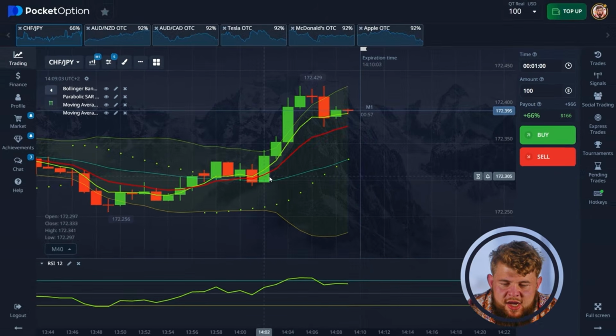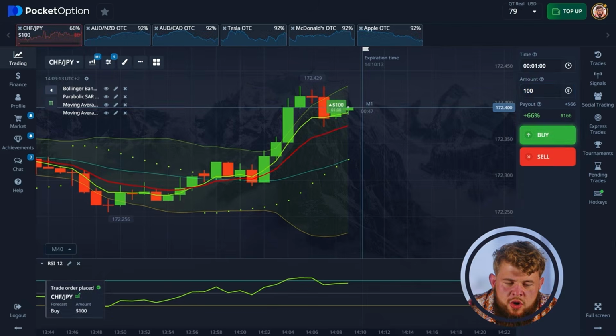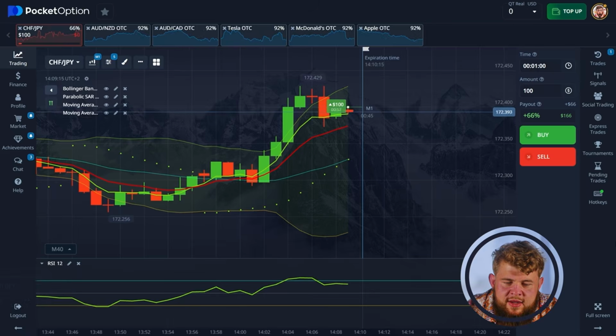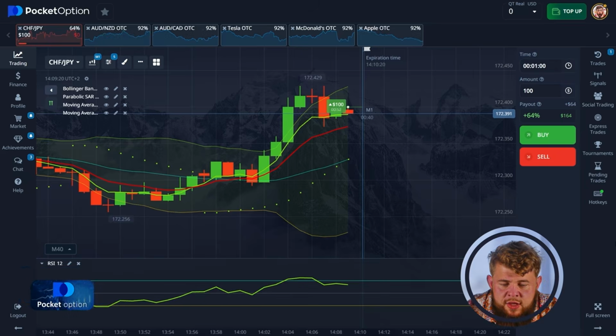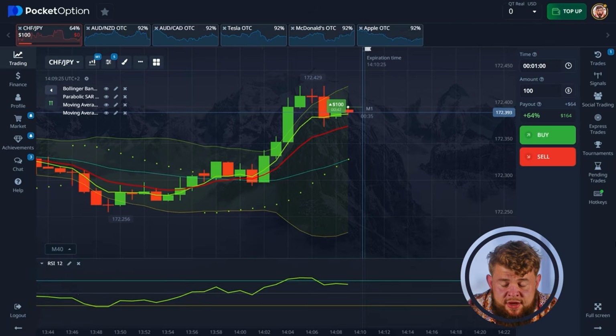Let's check CHF JPY. As you can see, price is now above 2 moving averages, so let's change our investment to $100 and open. Of course, we have already done this buy position. Why did we do this? As I told you, first of all, we're above 2 moving averages. This is a very strong signal for us, confirmation that we're in the buy zone.